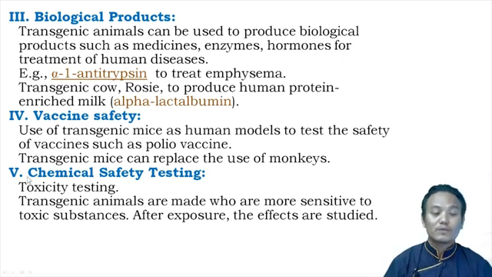And then we have got the fifth use of transgenic animals, that is in chemical safety testing. It is also called toxicity testing. If you want to check for the toxic effect of a particular chemical, you can use transgenic animals. You can create transgenic animals that are more sensitive to those toxic substances, and after exposure to those toxic substances, you can study the effects of the toxic substance on the biological cells and tissues. Right. So these are some of the uses of transgenic animals.